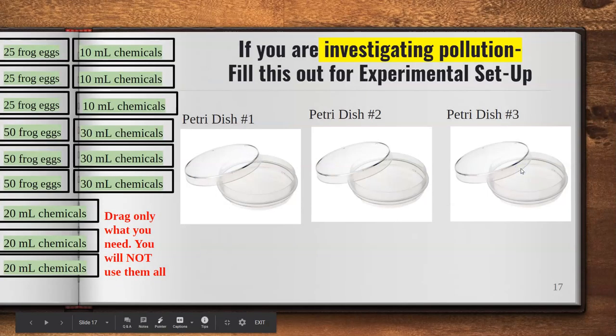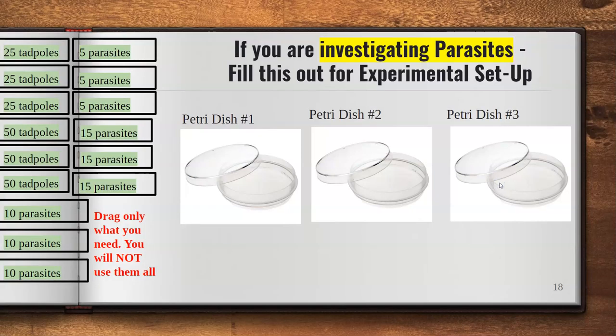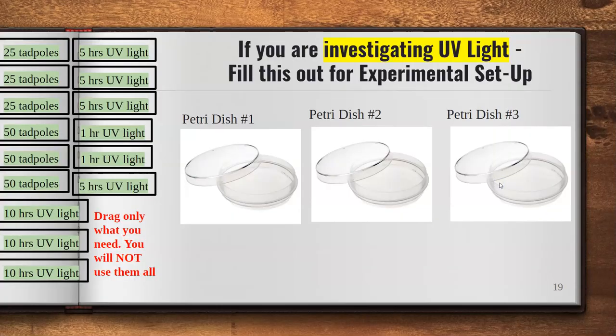Now, these slides, you're only doing one. So if I'm doing UV light, I'm not doing this slide. Okay, if I'm doing UV light, I'm not doing this slide. If I'm doing UV light, this is the slide I need to do. So I'm going to drag these over. And you're not going to use all of these. You're setting up your experiment. So you should have something about tadpoles and something about light.